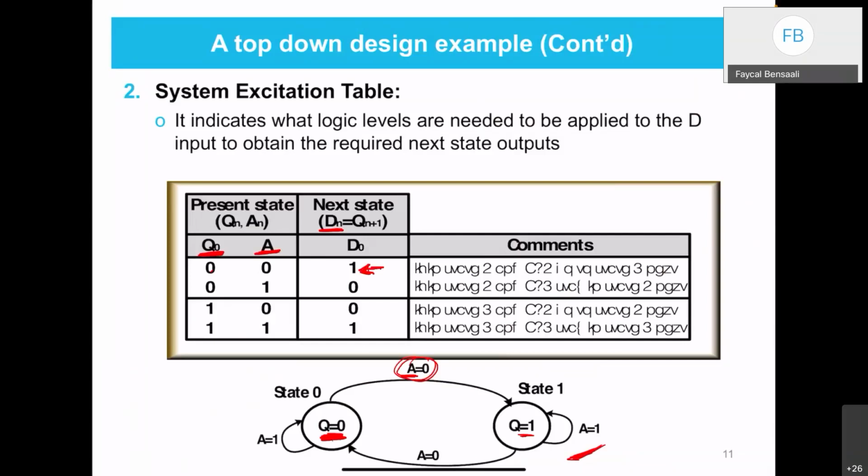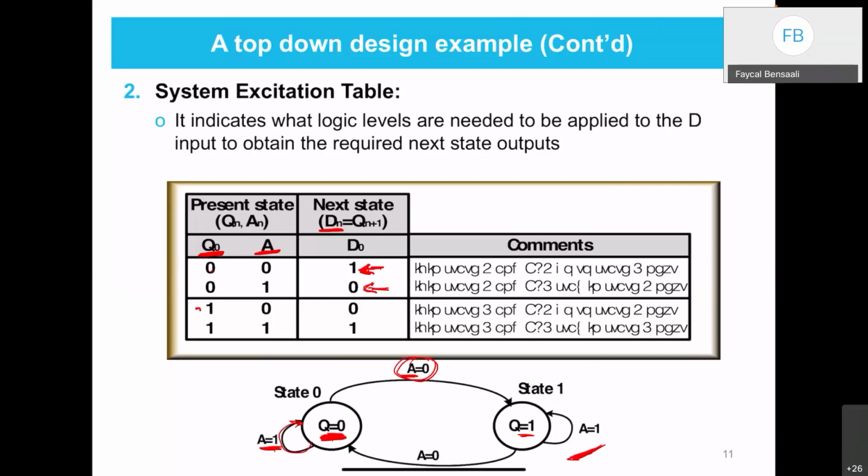Now, if Q is 0 and A is 1, the next state should be 0, so I should stay here. So what should I do on D to get the next state to be 0? I will just put D equal to 0. Using the D flip-flop, it's easy because D is equal to the next Q. So whatever I want next, I will just put it as the value of D.